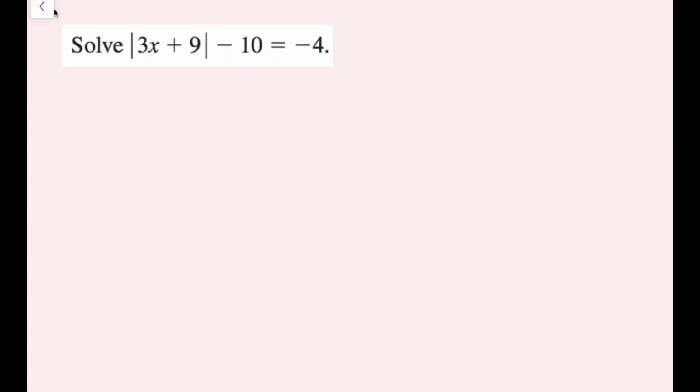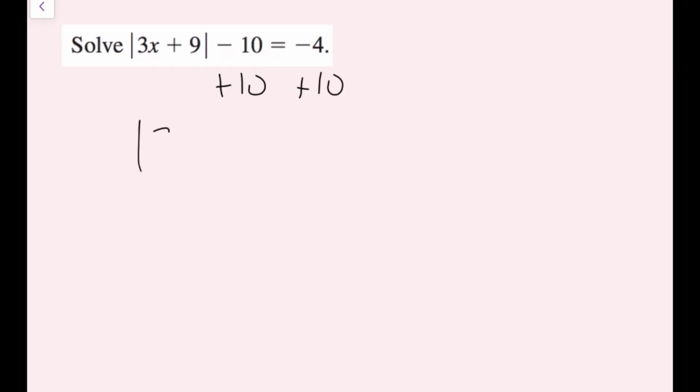All right, solve: the absolute value of 3x plus 9, all minus 10, is equal to negative 4. Whenever we have an absolute value equation, the first thing we want to do is treat the whole absolute value expression like a variable. We want to isolate the entire absolute value expression. I see that we're subtracting 10 from it, so to cancel that out, I'm going to add 10 first.